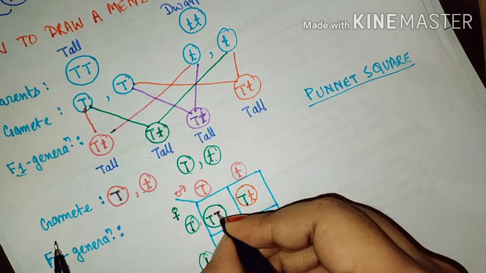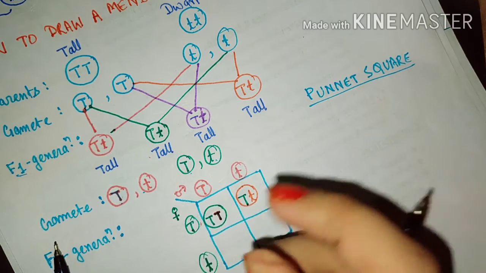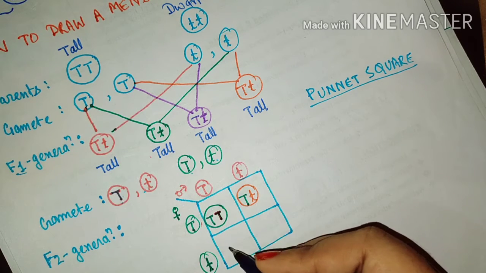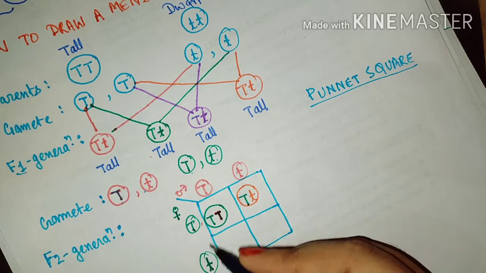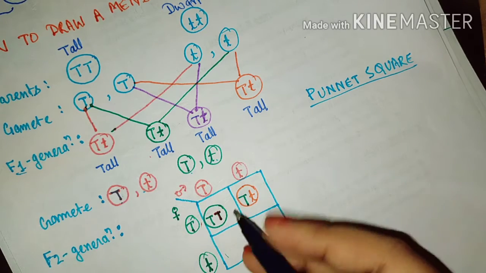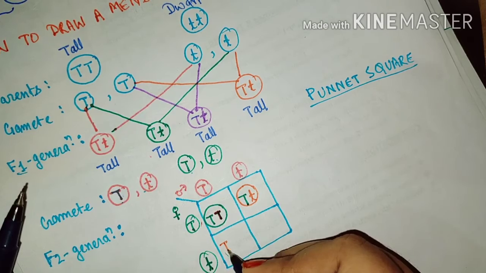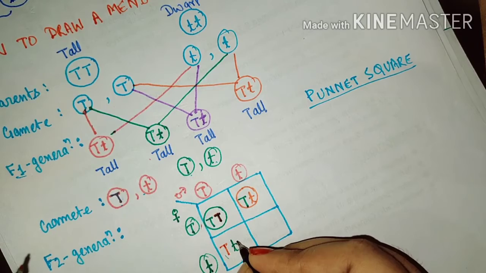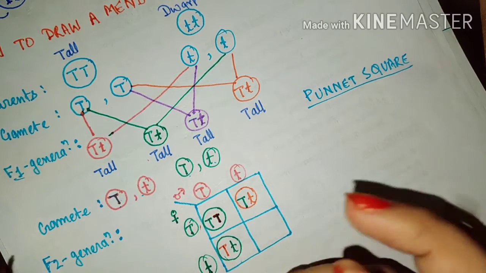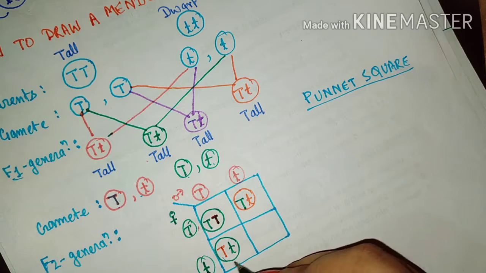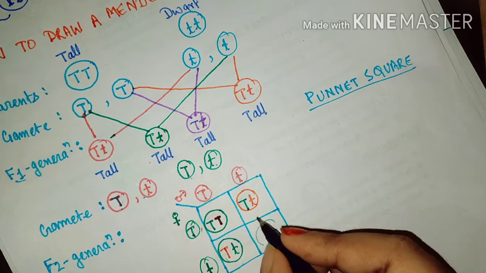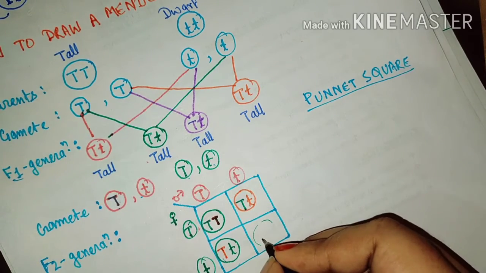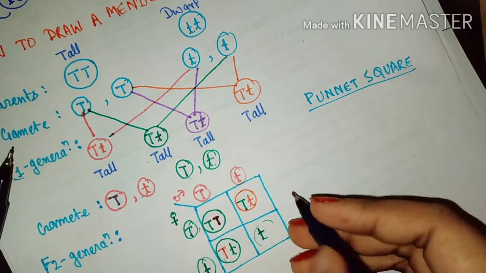Here also I should have used a different color for this. Now this small t and this one. For this block, this small t and this one. So you can write it as, first you write the capital, then the small. So this will be the individual formed. Now lastly, for this box, this will fuse with this one. So the progeny will be small t, small t.